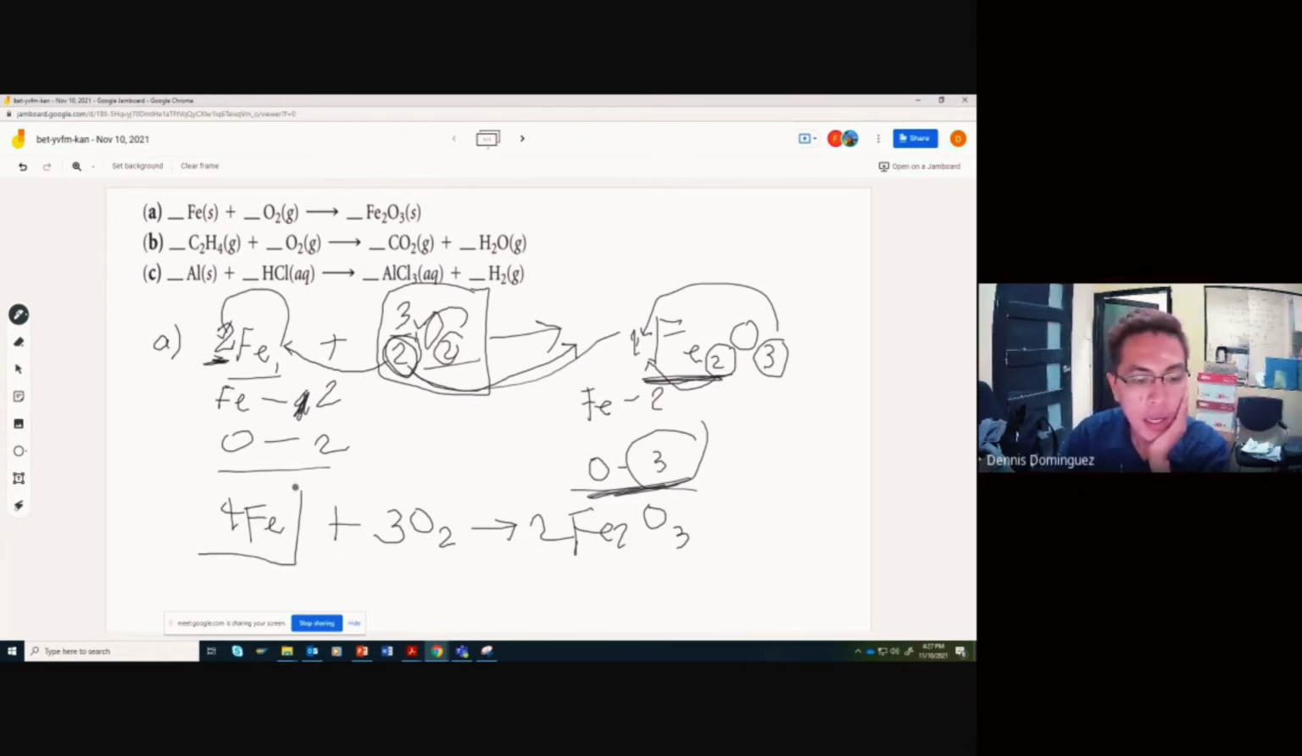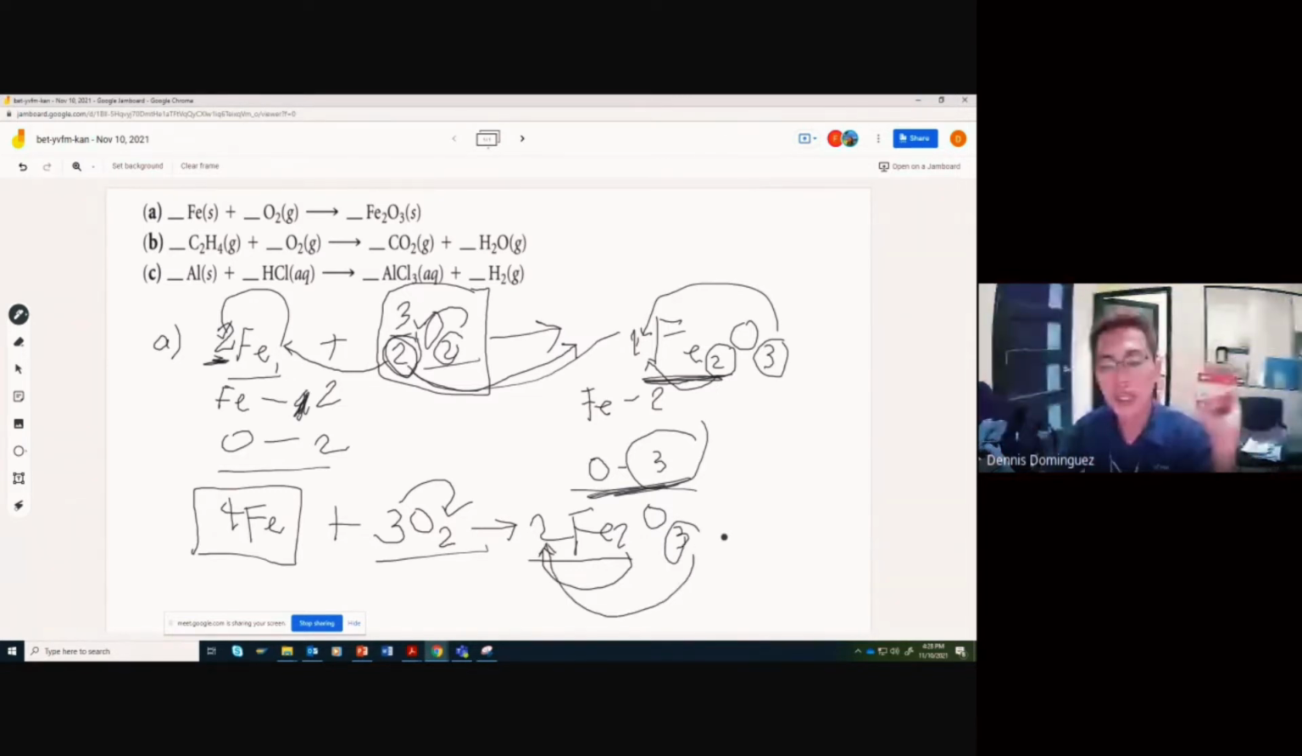So, how many irons are on the reactant side? You have 4. On the product side, how many irons? You have 2 times 2. So, you have 4. Iron is equal. Oxygen, you have 3 times 2, that is 6. Multiply on the right side, and you have 3 times 2, that is 6. Meaning, your reactant and your product are balanced. Yes? So, the balanced equation for this one is 4, 3, and then 2: 4 iron, 3 oxygen, and then 2 molecules of your ferric oxide.